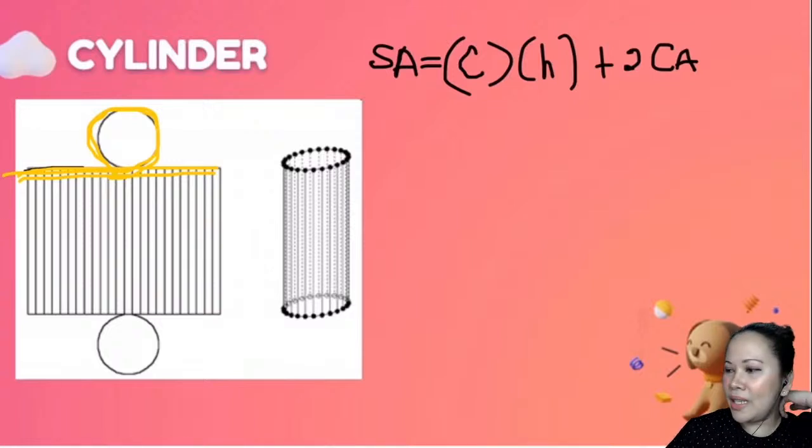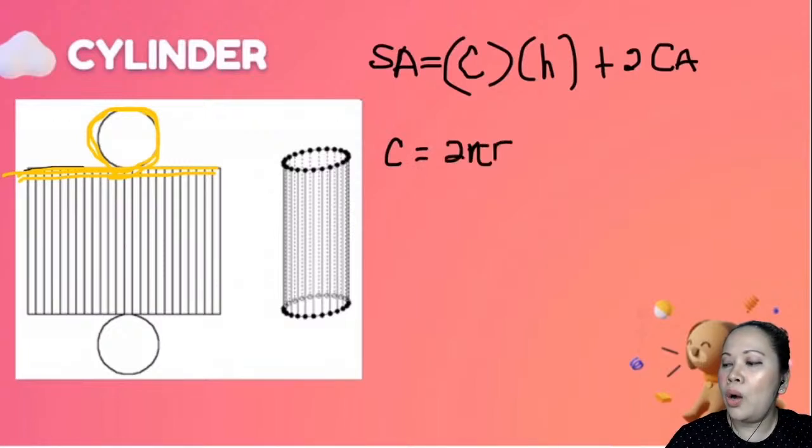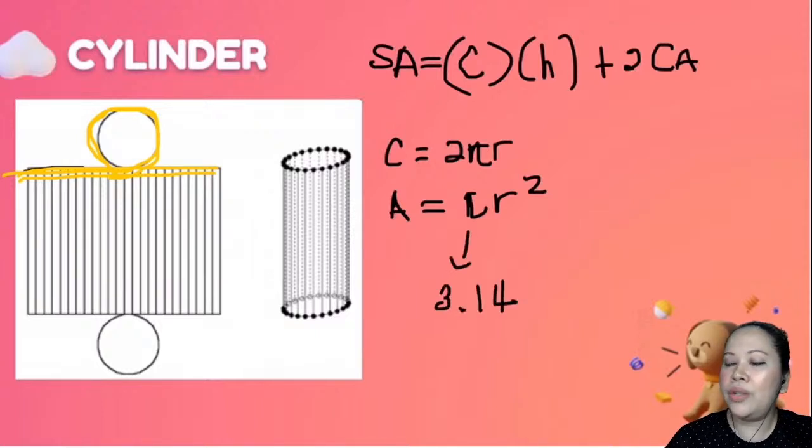So let's say, for example, by the way, how do we solve the circumference of a circle? What's the formula? Circumference of a circle is 2 pi r, while area of a circle will be pi r squared. And of course, for pi, if you don't have a calculator, you use 3.14, and if you do, just press the pi on your calculator.